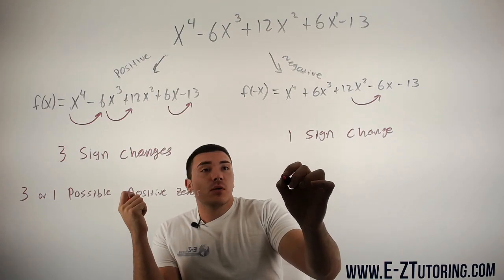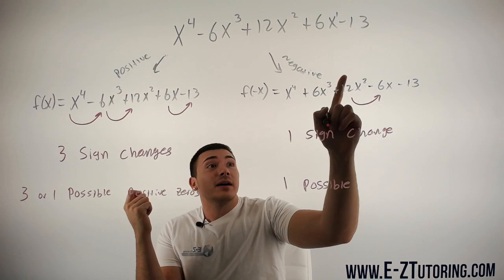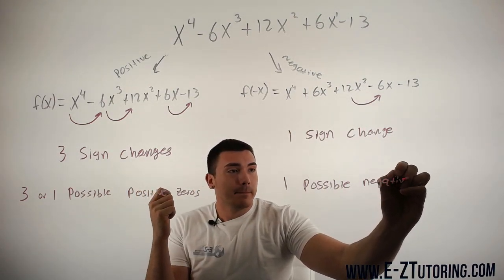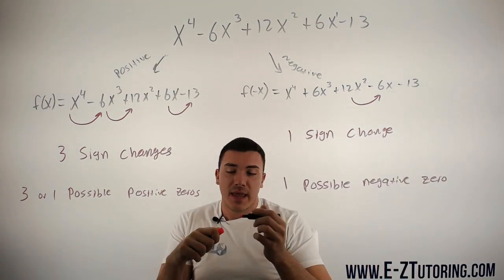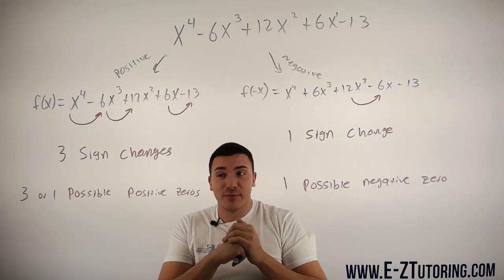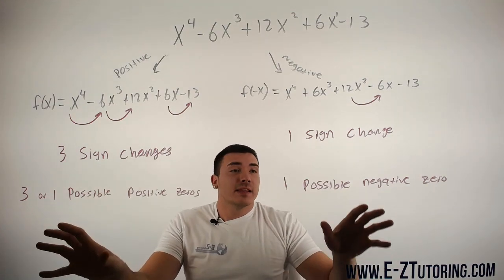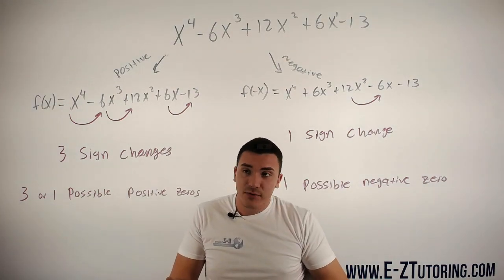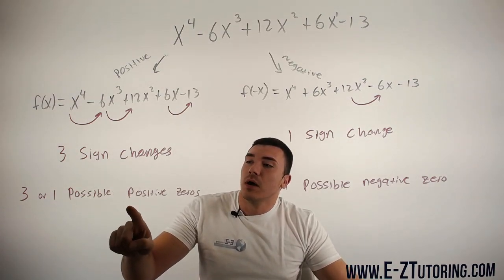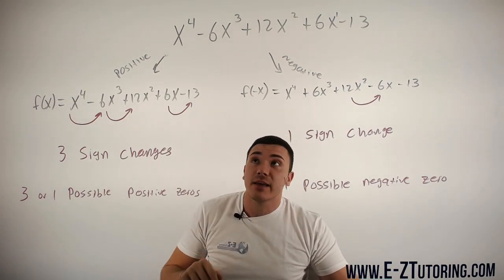So it will be just 1 possible negative zero. Now say we had 2 sign changes, then it would be 2 or 0 possible zeros. All right, so we have all of our possible zeros. Now we have to take into consideration what happens if we have just one possible positive zero, because we have 3 or 1. So what happens if we have the lesser number?